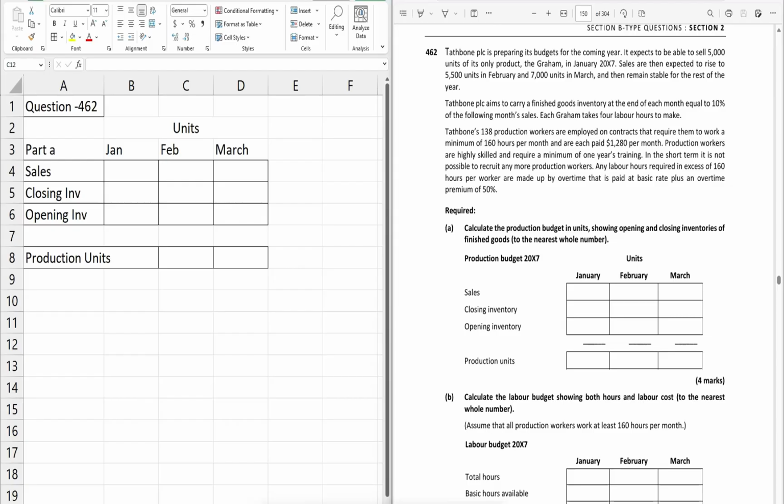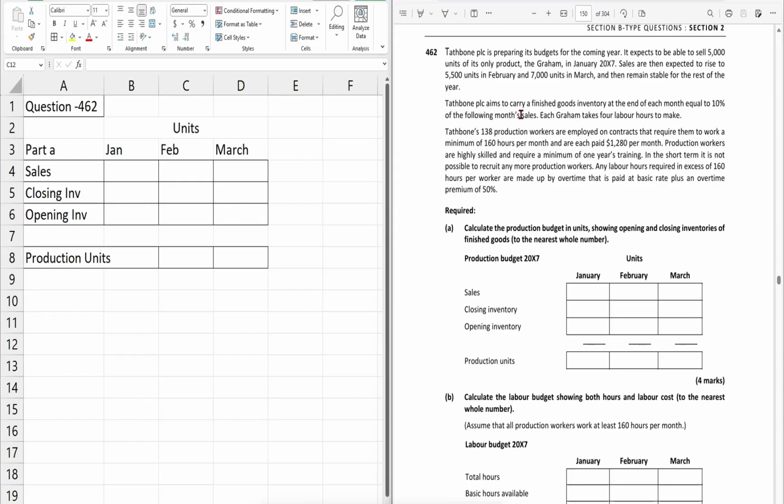Sales are then expected to rise to 5,500 units in February, 7,000 units in March, then they remain stable for the rest of the year. That means in January Tathborne PLC will sell 5,000. In February they will sell 5,500. In March they will sell 7,000, and the 7,000 will continue for the rest of the months, from April, May, June. The 7,000 will remain the same.